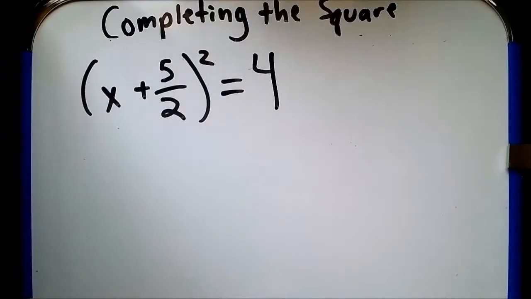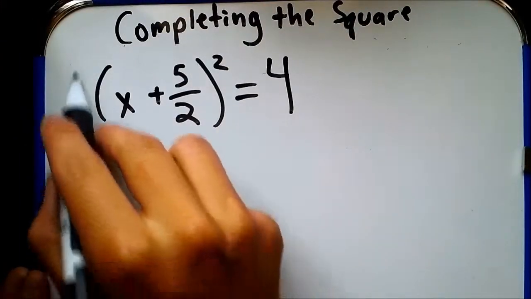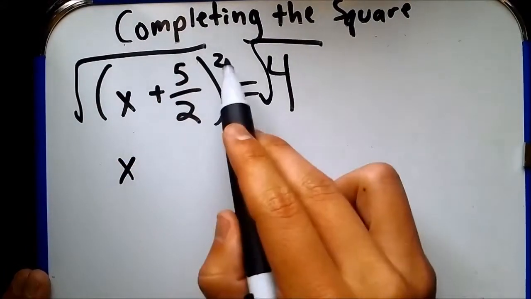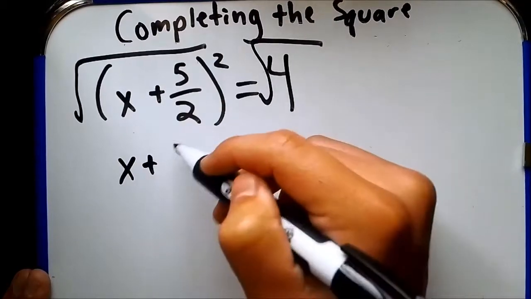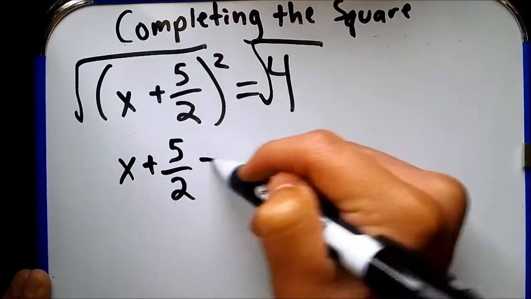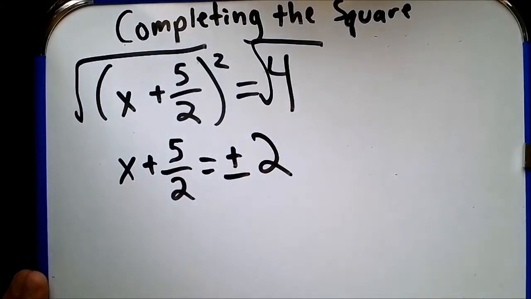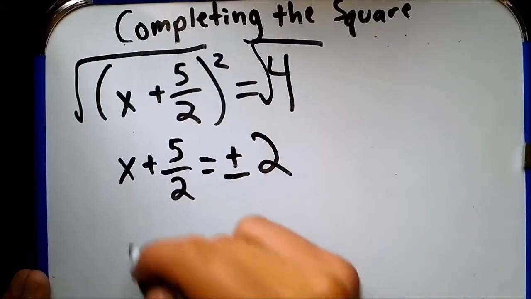To solve for x, all we have to do is take the square root of both sides, which we can see we get here since that's a square root right there. x plus 5 over 2 is equal to plus or minus 2. So now all we have to do is subtract 5 over 2 from both sides.